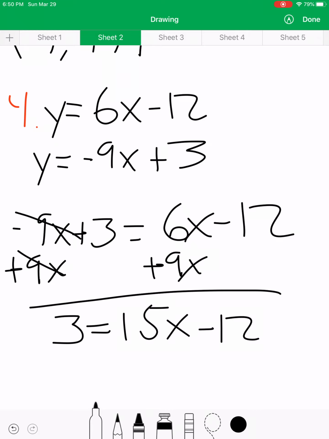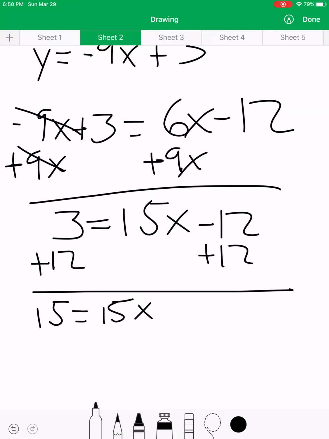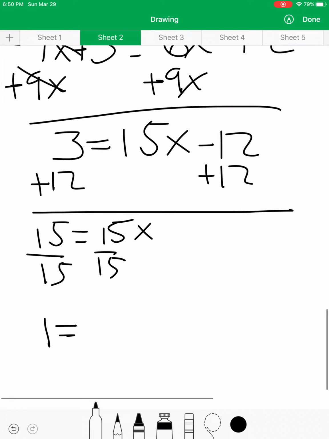Minus 12. Okay, we start on this side with the variable, move the number without the variable by performing the opposite operation. I'm subtracting 12, therefore to move it, I'm going to add 12 and add 12. By doing so, I end up with 15 equals 15x, and then I have to get my x variable by itself, so I divide by 15, divide by 15. 15 divided by 15 gives me 1, so 1 equals x. That'll make it easy to solve.